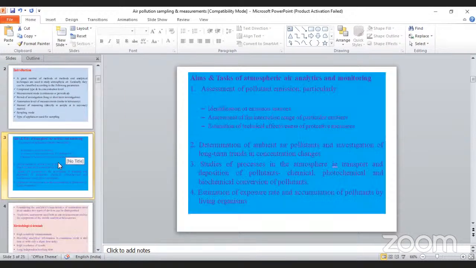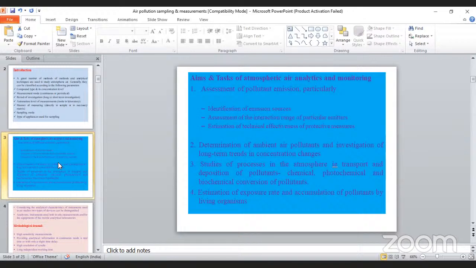And also, what is the aim and task of atmospheric air analytics and monitoring? Assessment of pollutant emission, particularly, which is used to find out the appropriate method and analytical technique used for air pollution studies. It provides the information necessary for assessment of pollutant emission, particularly identification of emission sources, assessment of the interaction range of particular emitters, and estimation of the technical effectiveness of protective measures.